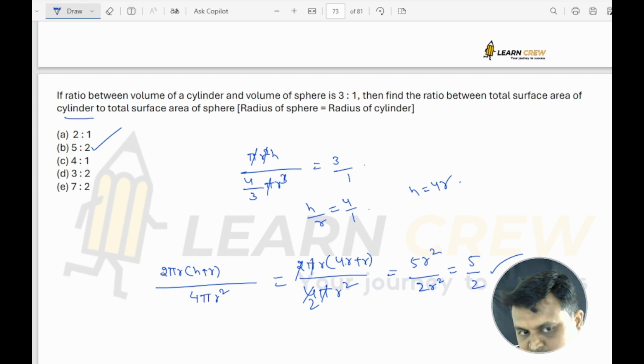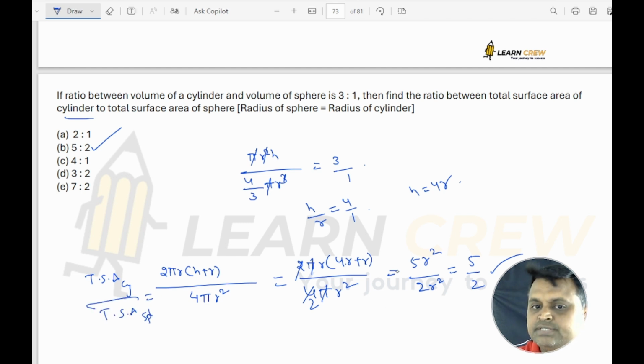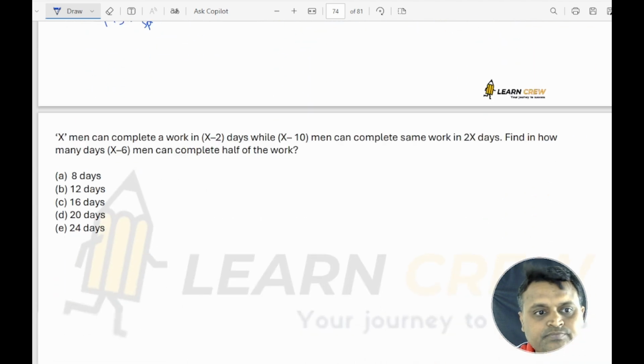Total surface area of a cylinder. This is the total surface area of a sphere. This ratio is asked. This is the volume of a cylinder by volume of a sphere. It is given. So the answer is 5:2, 5/2.